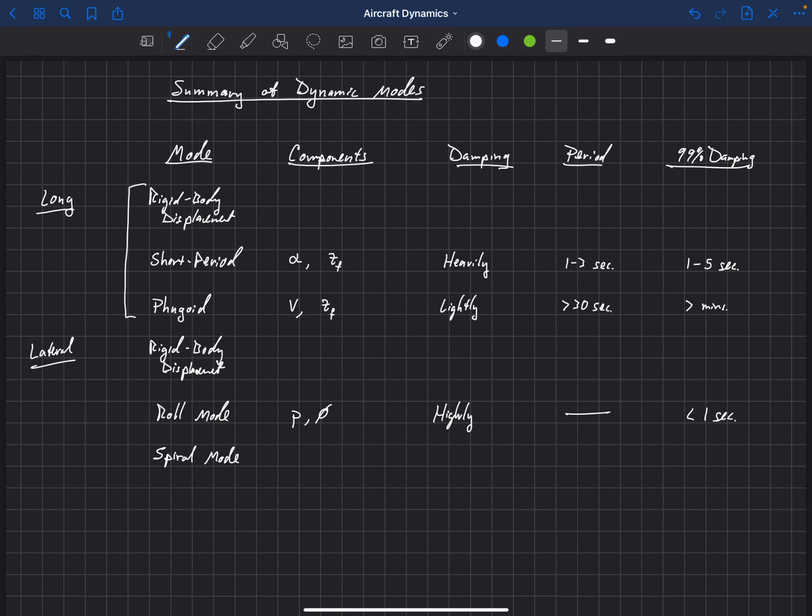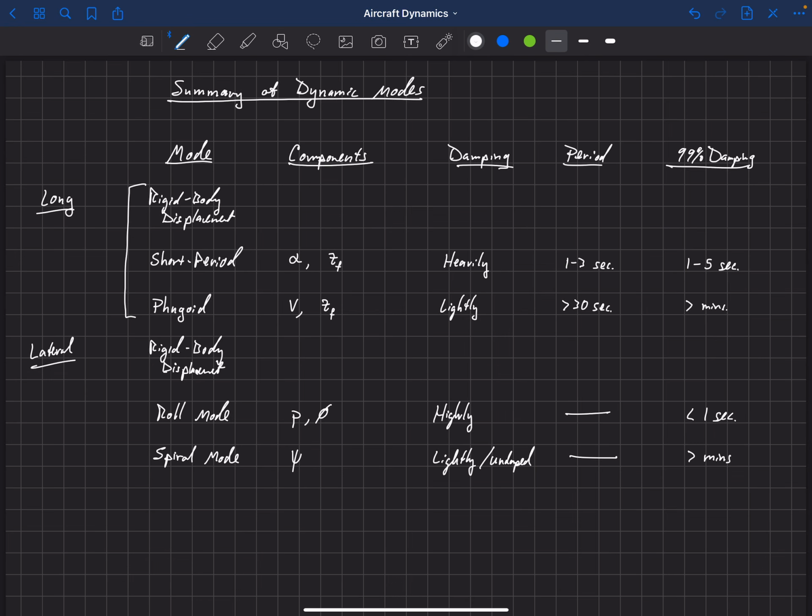And the spiral mode is mainly a slow change in our heading. It's lightly damped, or can even be undamped. So this can even be divergent, and that's okay as long as it's slowly divergent. So the 99% damping time, again, this is not periodic, so we have nothing there. It's not oscillatory. The 99% damping time is usually on the order of several minutes.